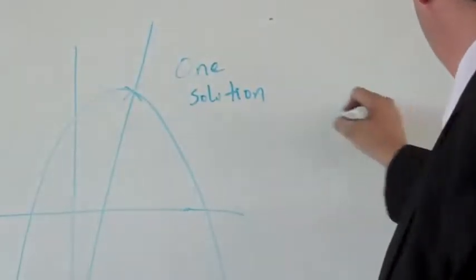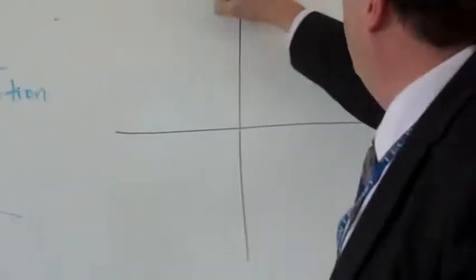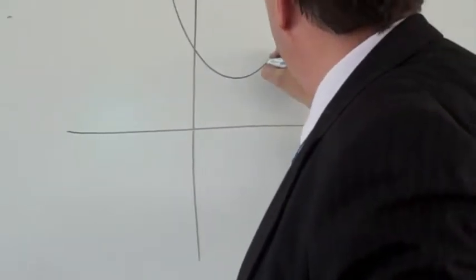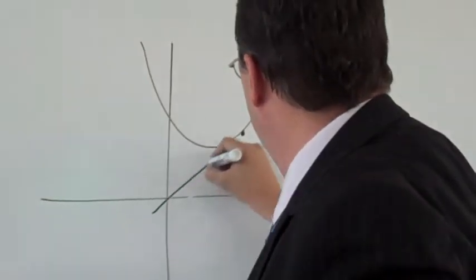Like how? Would you like to do the drawing? Like a tangent. So it doesn't necessarily have to be the vertex. And that's another case of one solution. So I'm going to draw a parabola like this, and then maybe it just touches that point.